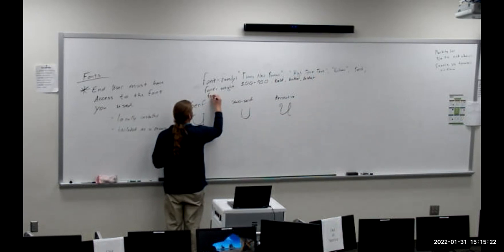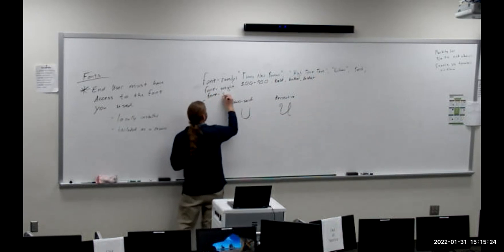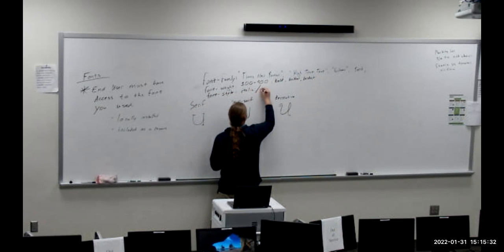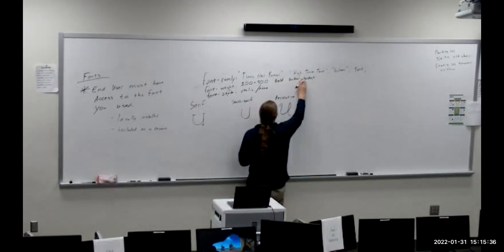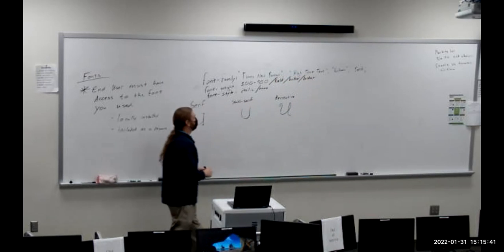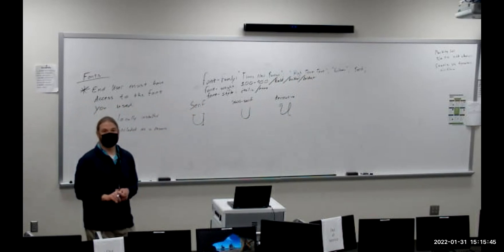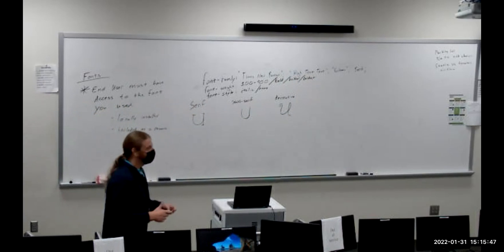There's also font style, which would be italic. Either italic or none. I should put slashes here instead of commas because it's not all of them, it's one or the other of those. Whereas the font family, it's a comma separated list of all the fonts we think would work good on that site.